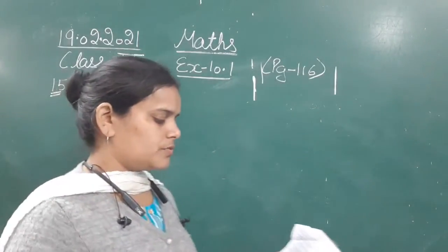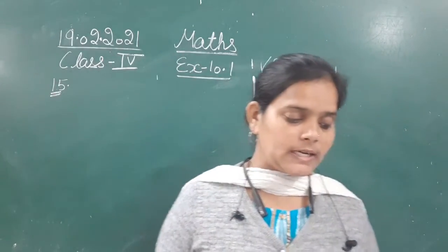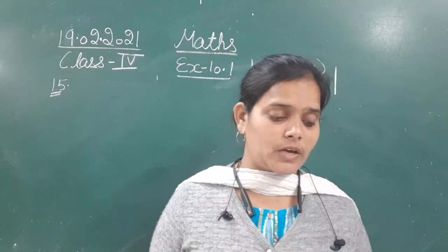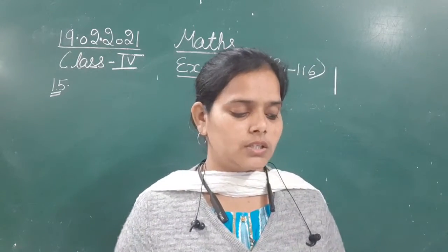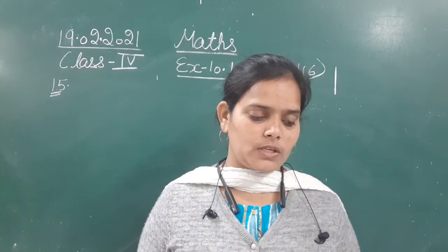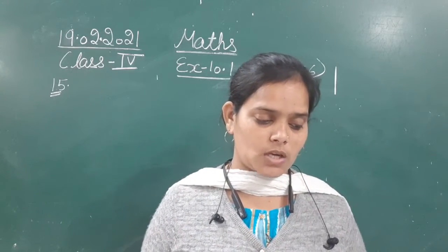Question number 15 is: Sunita gained 7 kg 500 gram weight. What was her weight earlier if she weighs 50 kg 200 grams now?